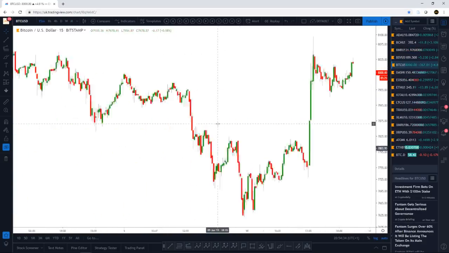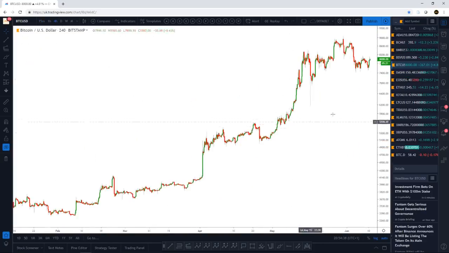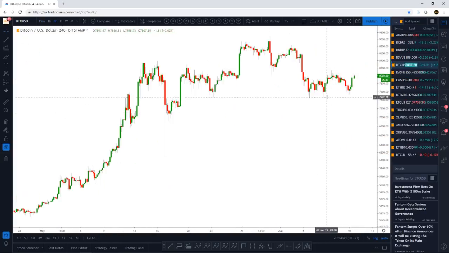So 15 minute chart. Sorry, let's go on the 4 hourly. So it's this level here. This is around our 7500. So it's been a key level in the past. Last year, very key level.